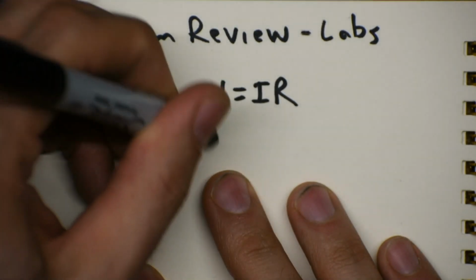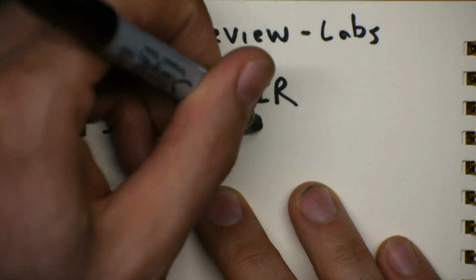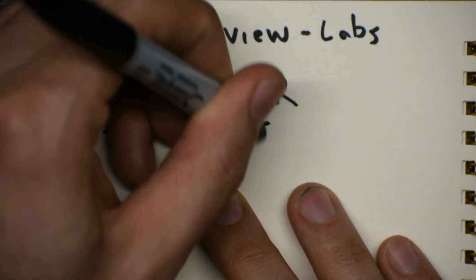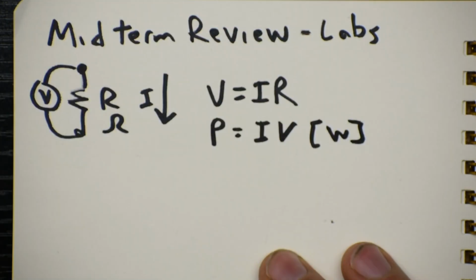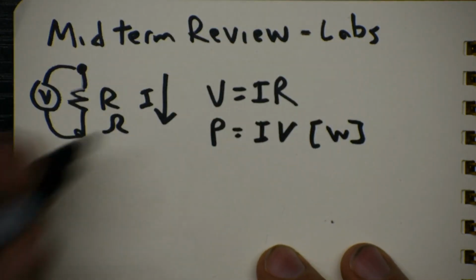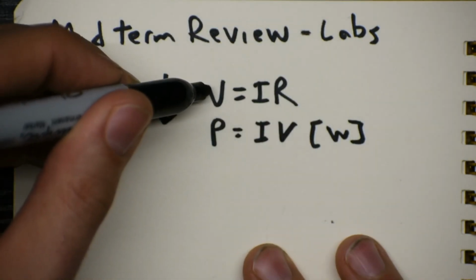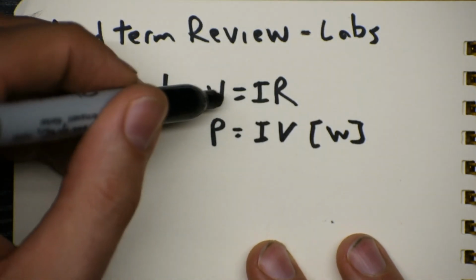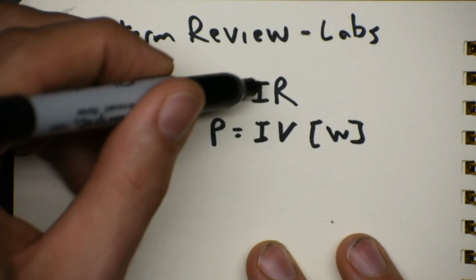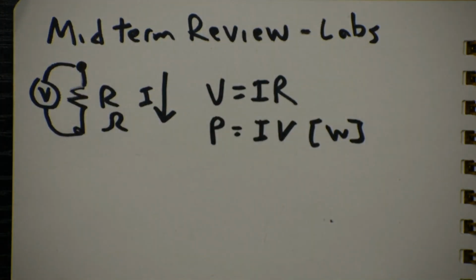And the power in any component is the current through it times the voltage across it, and that has the units of watts. And you can solve for a resistor to say P equals I squared R, or P equals V squared over R using Ohm's law.